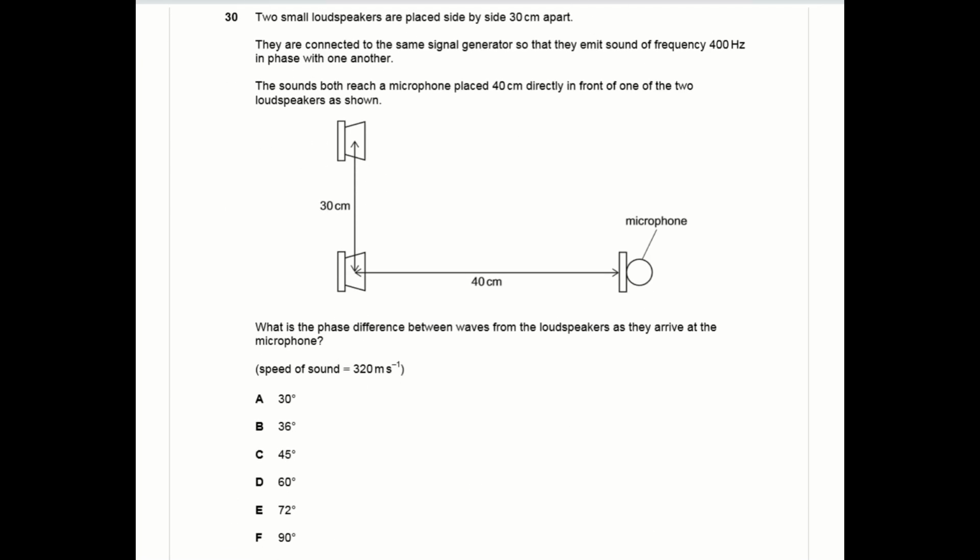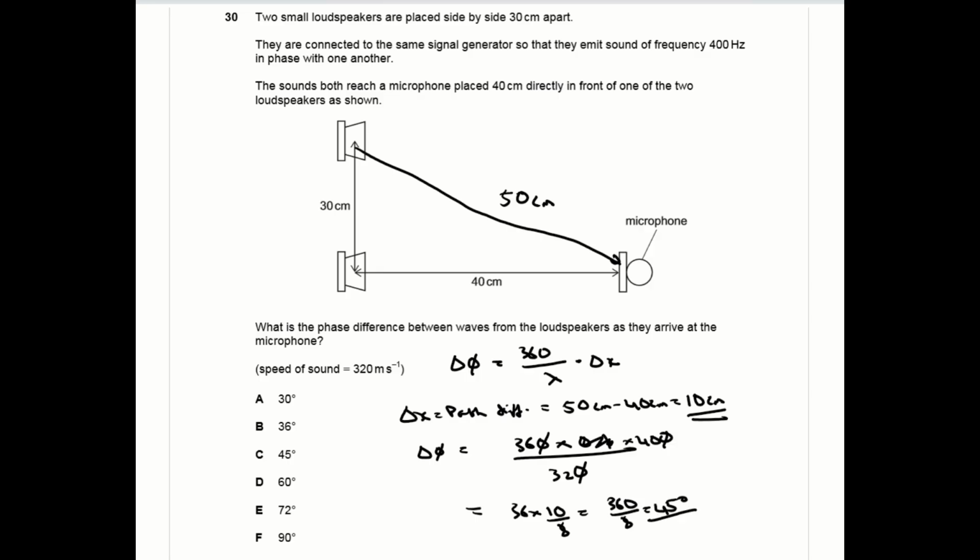For question 30, it's useful to remember the equation that phase difference in degrees is equal to 360 over the wavelength times the path difference delta x. You can use Pythagoras' theorem to work out the path difference between the two loudspeakers, which comes out to 50 centimeters minus 40 centimeters, which is 10 centimeters. You can then plug this value into the equation for phase difference, remembering that wavelength is wave speed 320 over frequency 400. And you end up with a phase difference of 45 degrees.